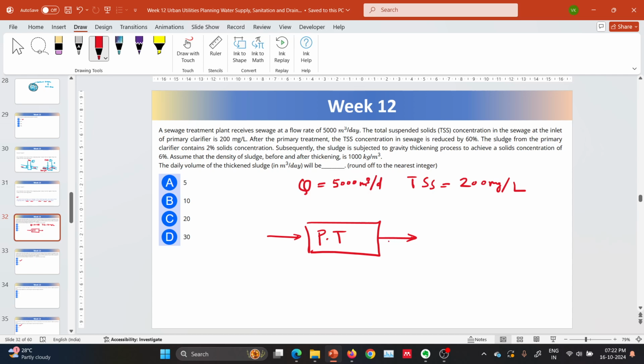So the question is simple. The sewage treatment plant receives this much volume per day, 5000 meter cube per day. The total suspended solid concentration in the sewage at the inlet of the primary clarifier is 200 milligram per liter. And after the primary treatment, the TSS in the sewage is reduced by 60%. So the efficiency of primary treatment is 60% and the effluent will be 40%. So in the primary clarifier, let's make a new slide.